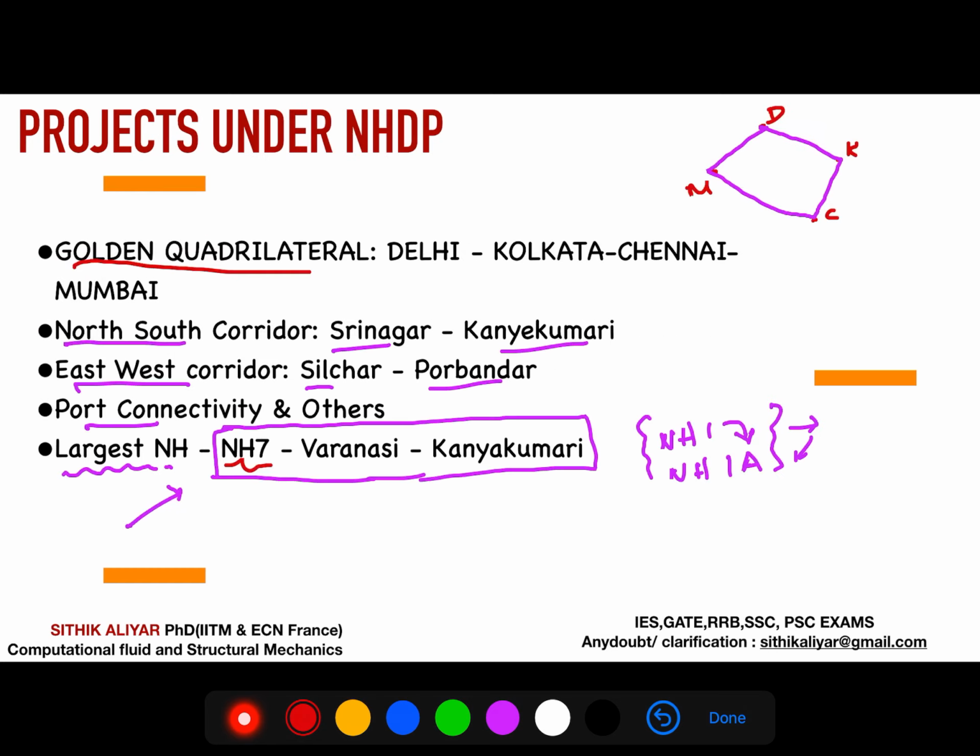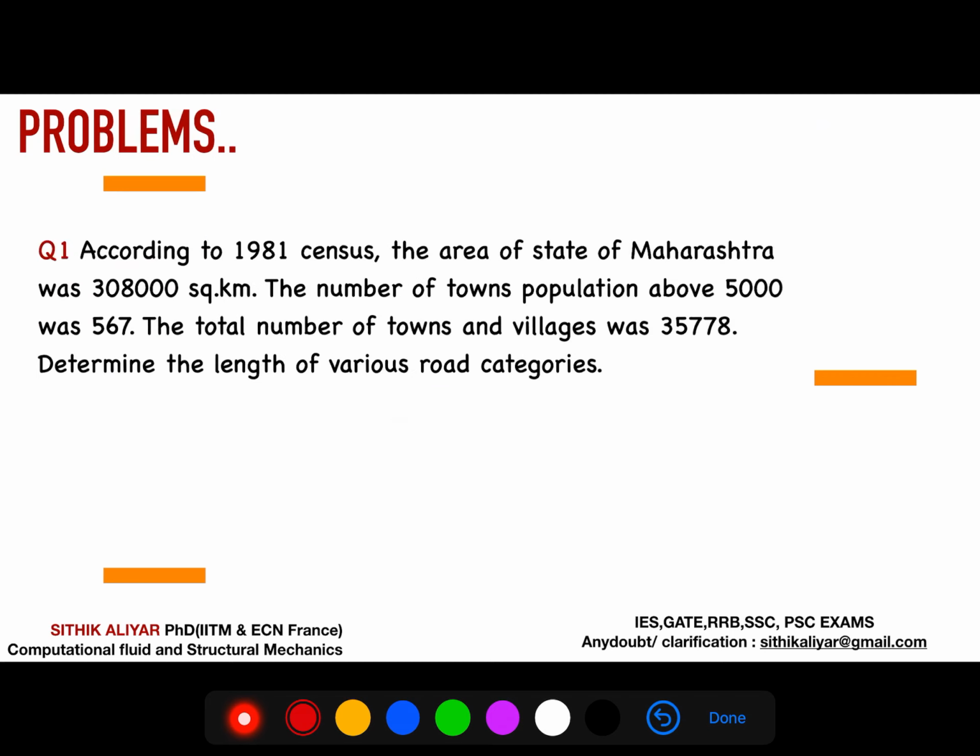Give me a second. So we will solve some problems to understand whatever we have discussed. As per the 1981 census, meaning as per the Lucknow plan, they have given the area of Maharashtra. The number of towns in Maharashtra above population 5,000 is given as 567. The total number of towns and villages is also given, 35,778. They ask you to determine the length of various road categories. You can pause the video and solve it yourself, and then you can compare.